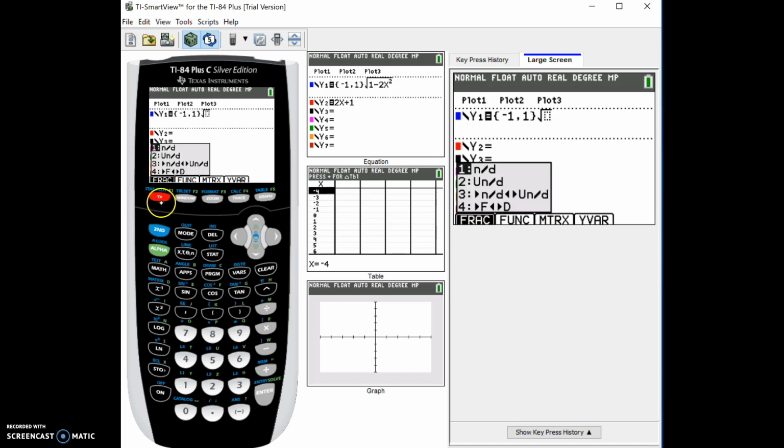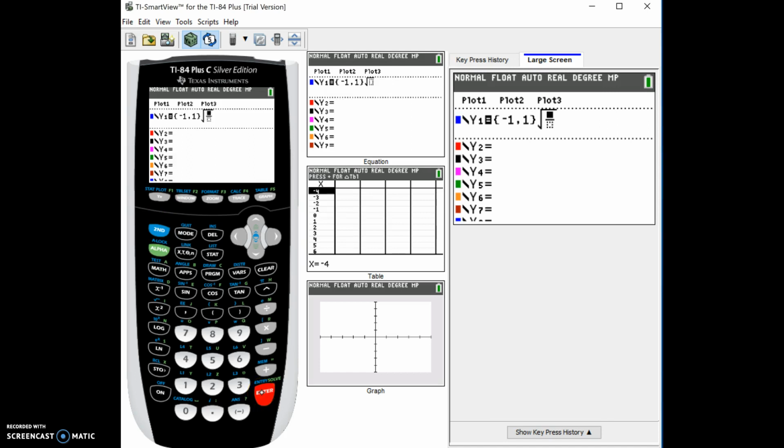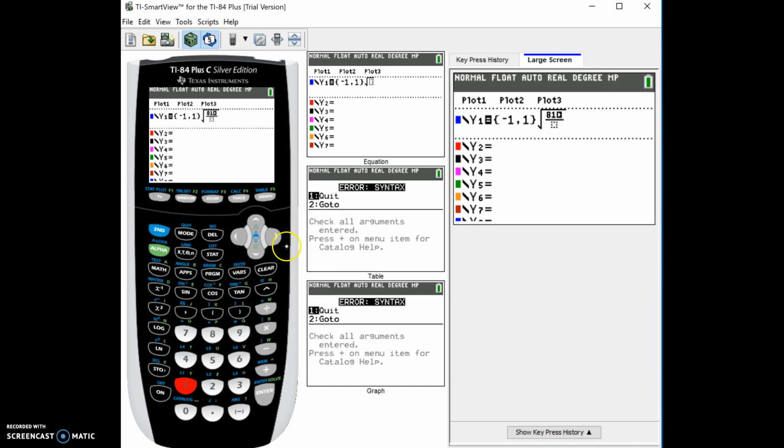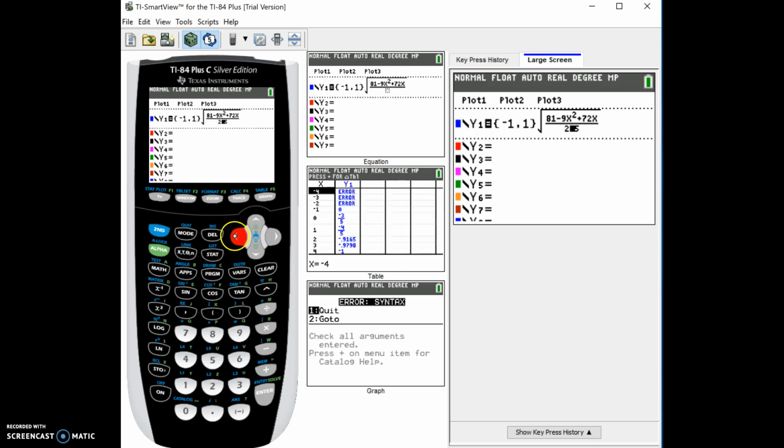Another option for this one, I will show an option for the older version of the calculator since I know there's a few people out there that have that. You can just use parentheses instead. It's not terrible to do. Oops. A little overzealous with the 2's there. Okay, so we have that equation, 81 minus 9x squared plus 72x over 25.